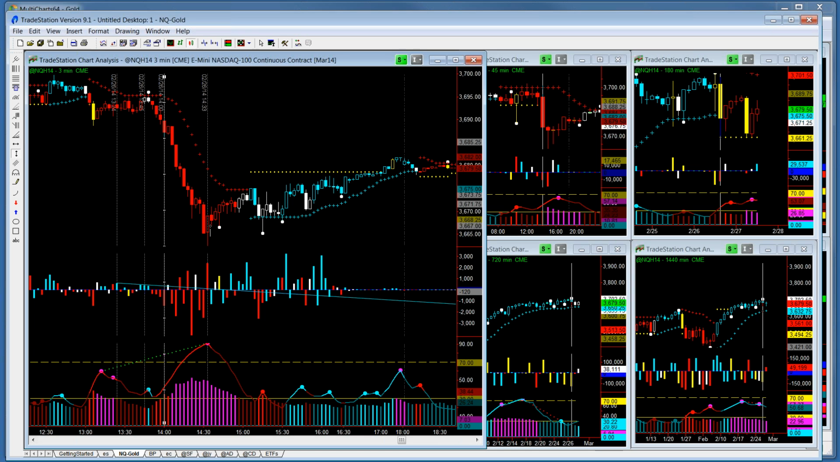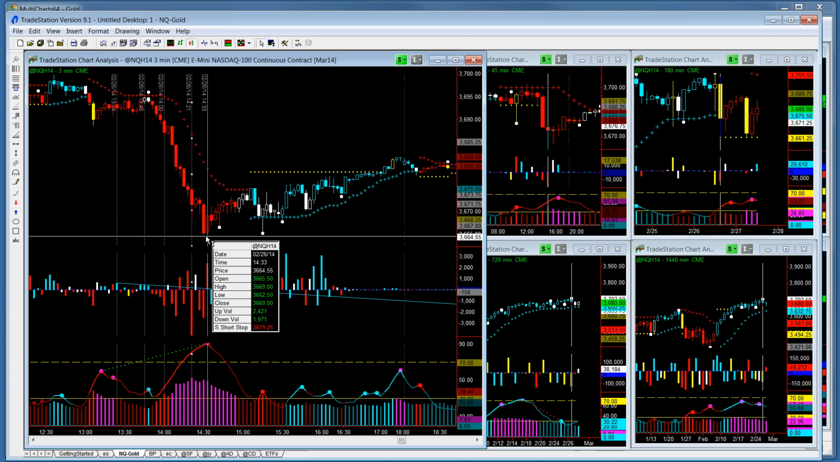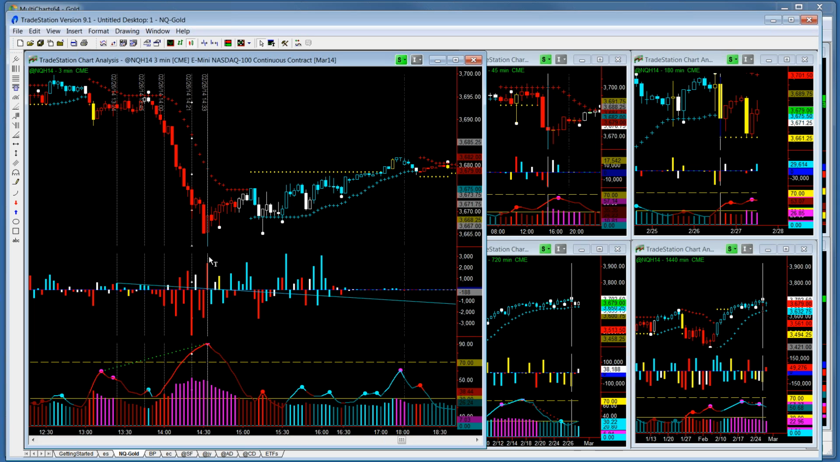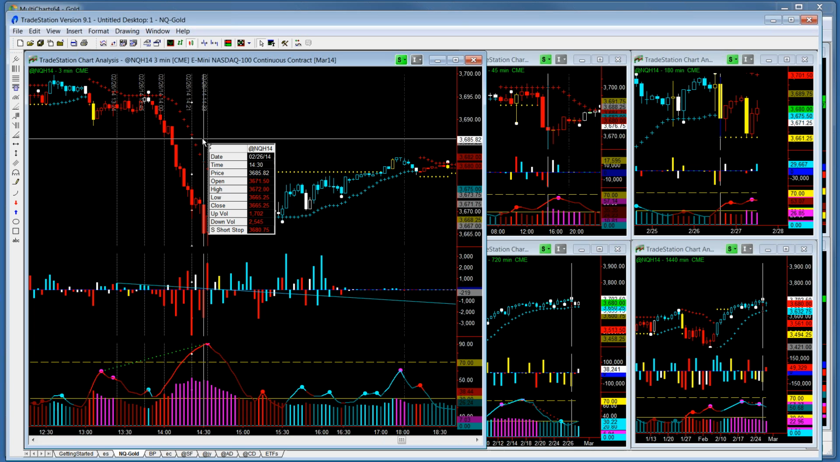There's your low. There's your low. And then that was your final low, so no. This was your trend divergence low. You can't use that bar.